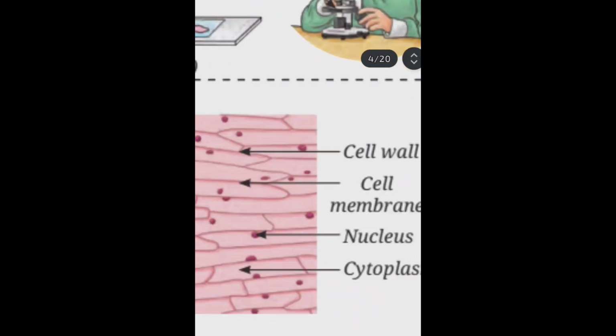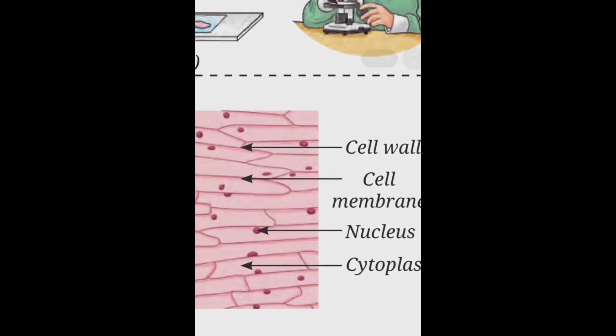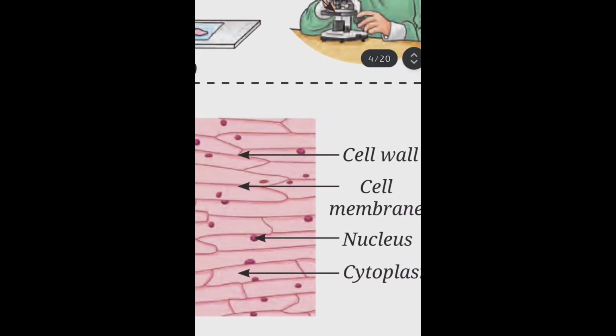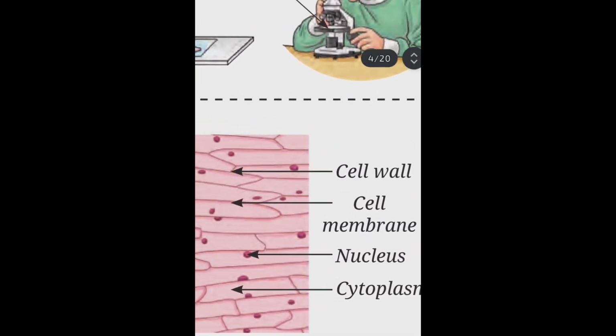Here we can see the different parts of the cell. The liquid part inside the cell is called the cytoplasm. The highly colored, highly dense part is called the nucleus, and there is a boundary called the cell membrane, and the cell wall. The cell wall is seen only in the cells of plants, not in animals. We cannot see the cell wall in animals. So this is the basic structure of a cell.